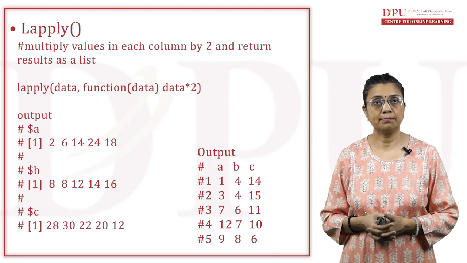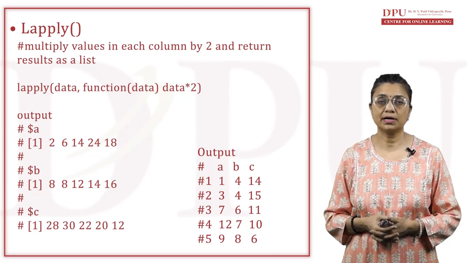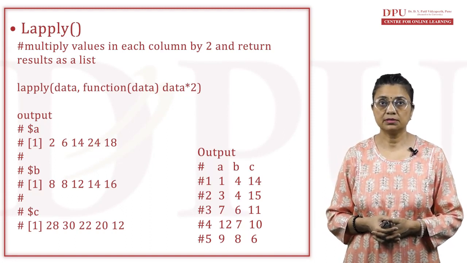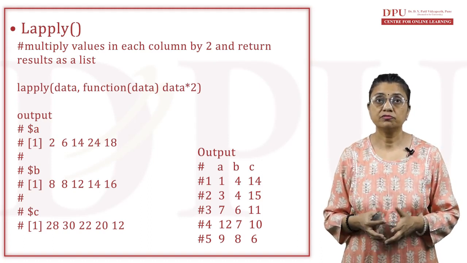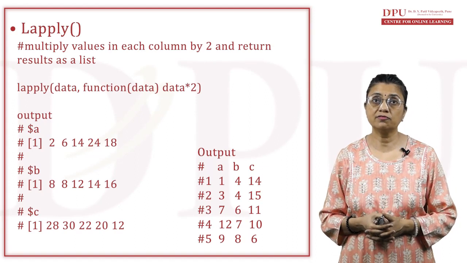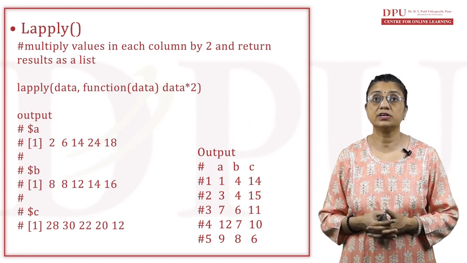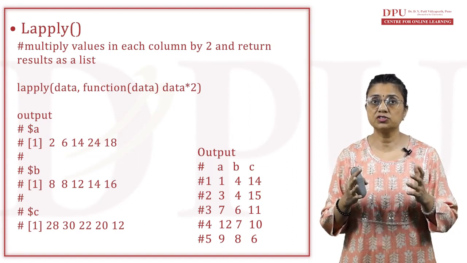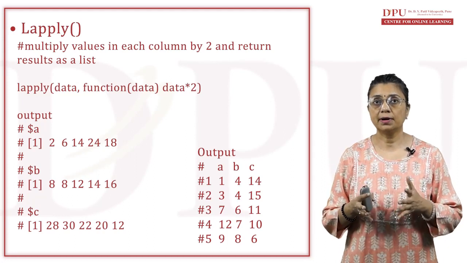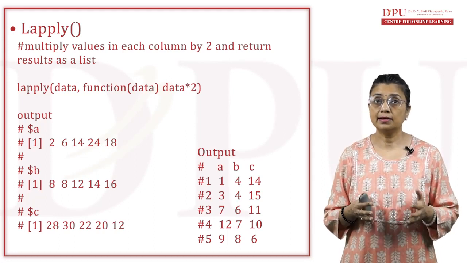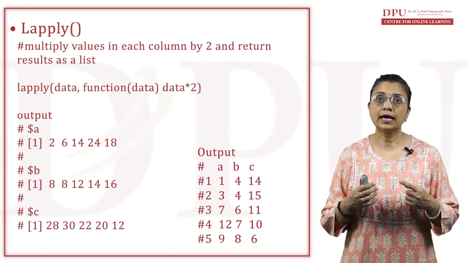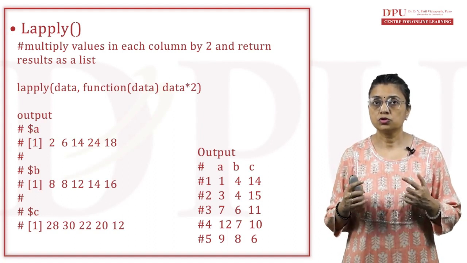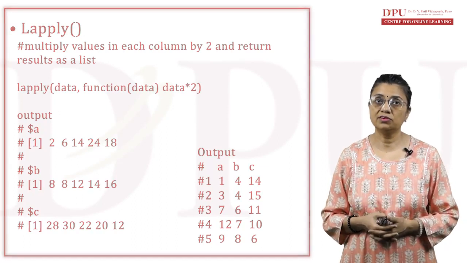So we use lapply. Within brackets we pass data, which is our variable, and then comma. Then we create a function, and for the function we pass data as the variable. We can see that function is a reserved word and we pass data as a variable, and within that function, which is basically a one-line function, we calculate data into 2. So you can see data into 2, and we close the brackets.